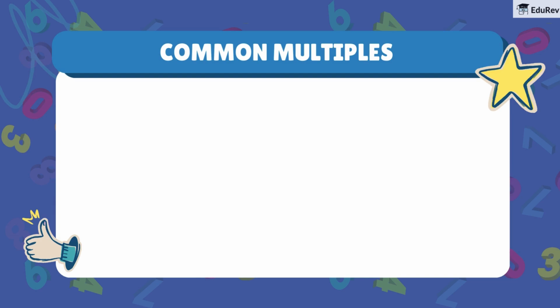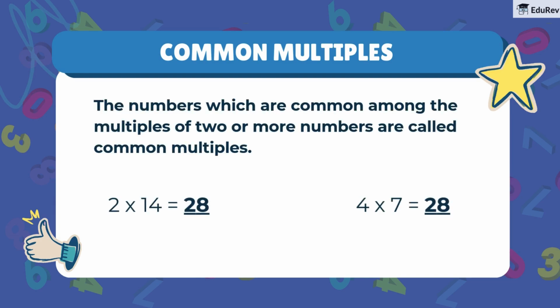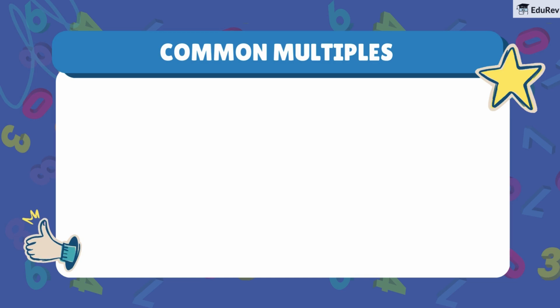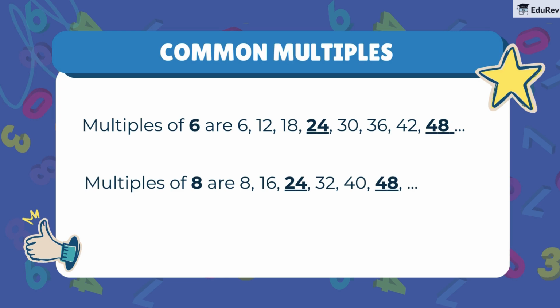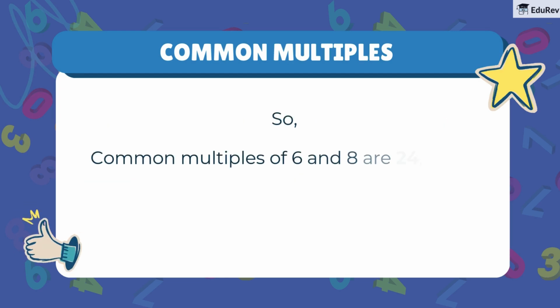Now, let's talk about common multiples. The numbers which are common among the multiples of 2 or more numbers are called common multiples. For example, if we look at the multiples of 6, we have 6, 12, 18, 24, and so on. For 8, the multiples are 8, 16, 24, and 32. The common multiples of 6 and 8 are 24, 48, and so on.